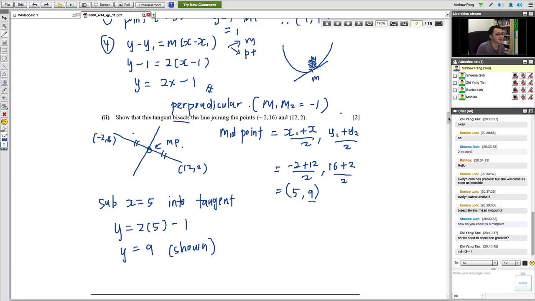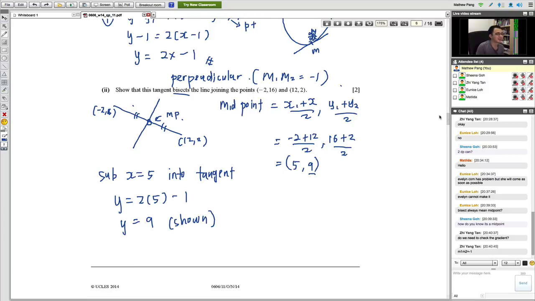Okay, no problem. I'm going to move on to the next one. So yeah, you should know how to show this one. Maybe you have other methods to show, but if not mistaken, you can only use the midpoint to show. Yeah, I checked the marking scheme already. Yes, you have to use my method to show. Okay, but you can use y equals 9 to find x lah. It's the same thing. Okay, so I'm going to move on to the next question.